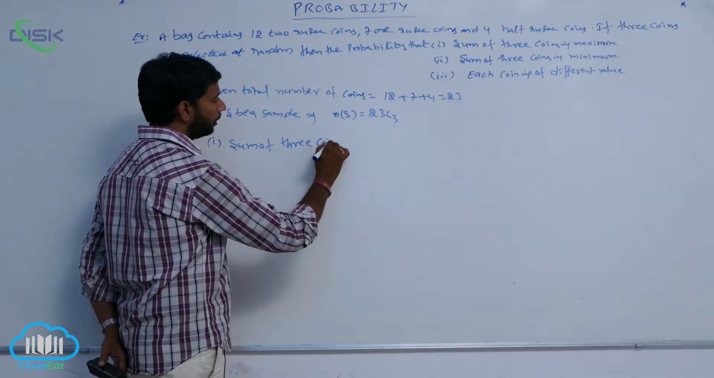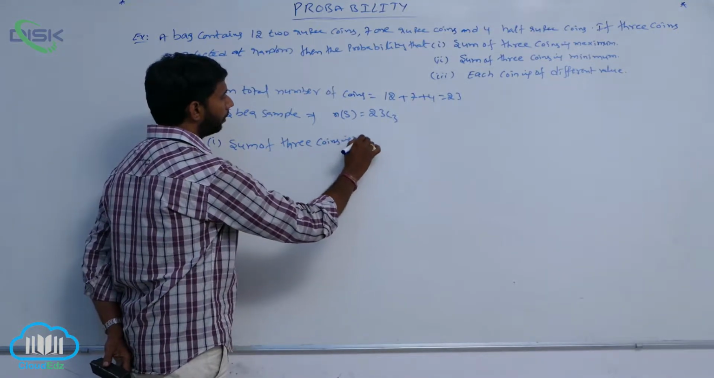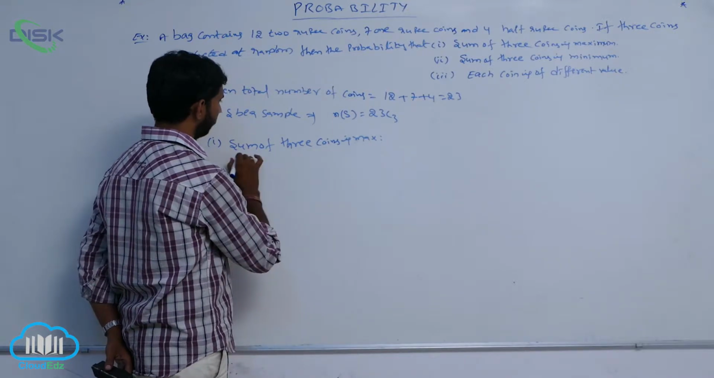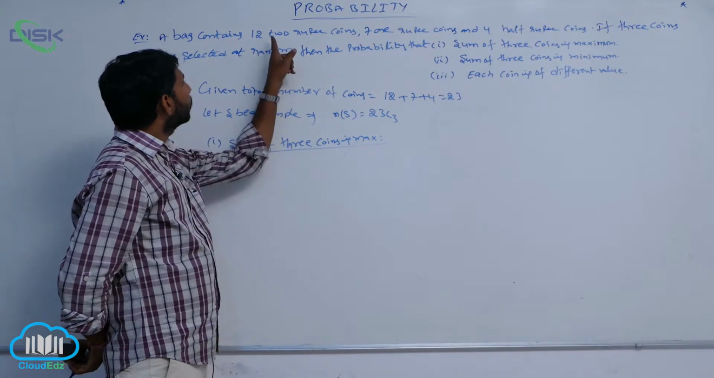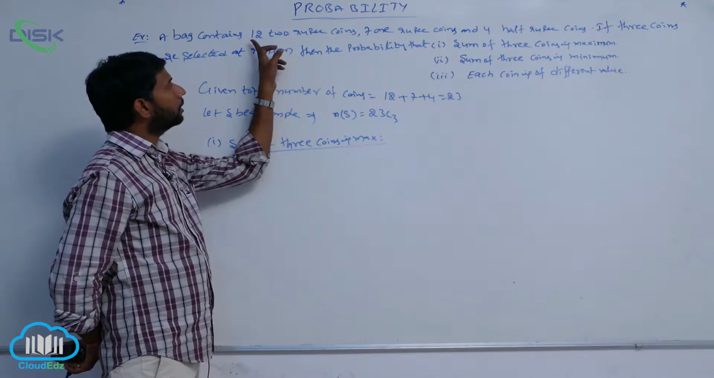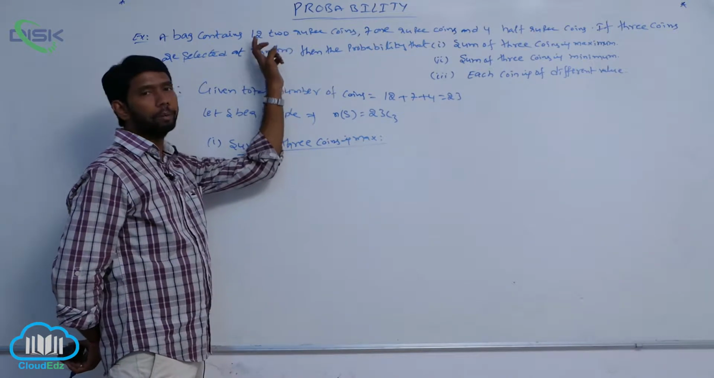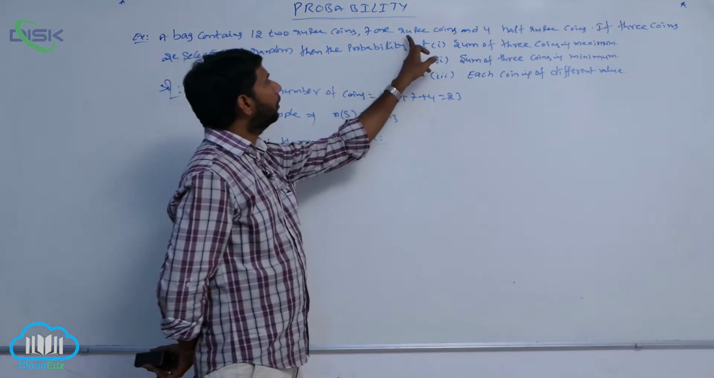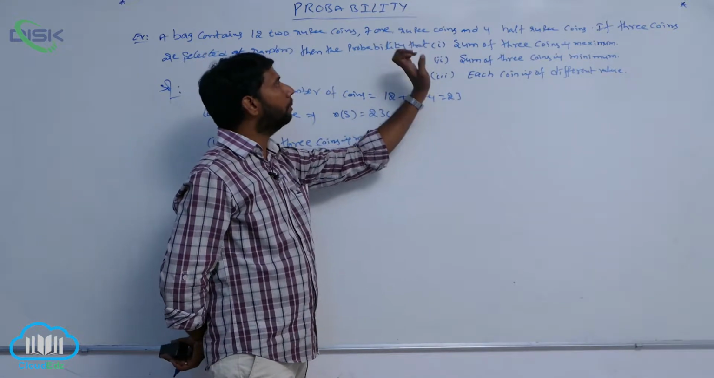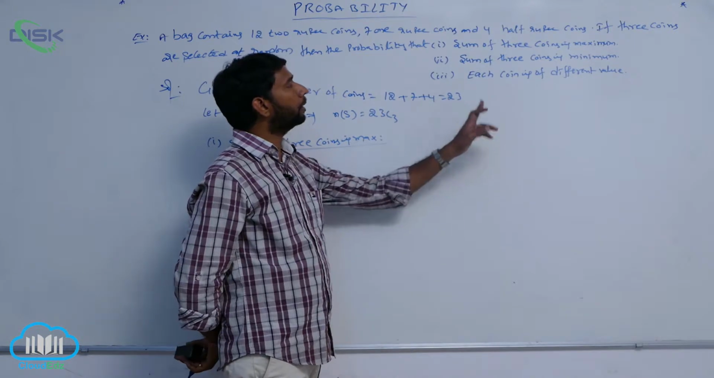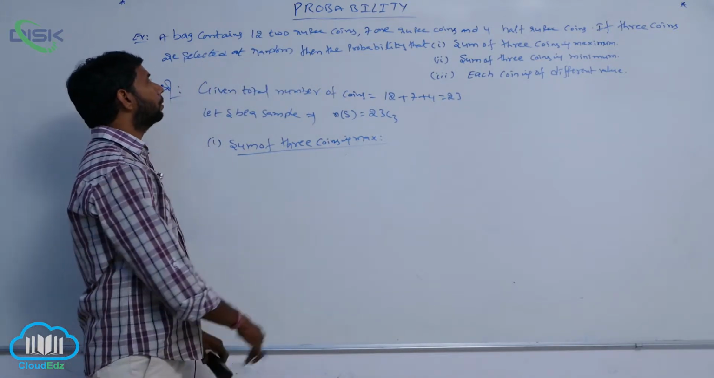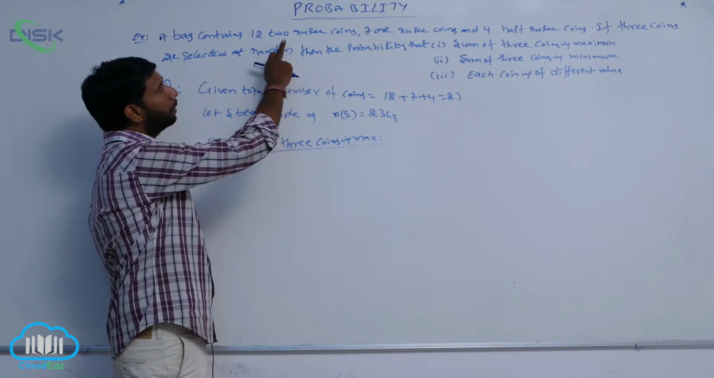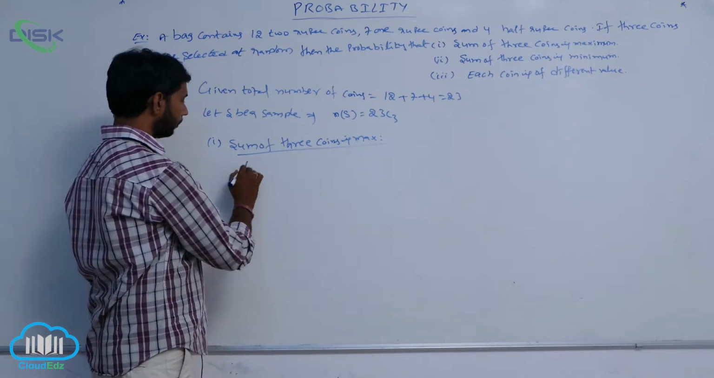The first one is the sum of 3 coins is maximum. Suppose the 2-rupee coins are 12; 3 coins selected have a sum of 6 rupees, 3 one-rupee coins selected have a sum of 3 rupees, and 3 half-rupee coins selected have a sum of 1.5 rupees. Here the maximum sum we get is from the 2-rupee coins.